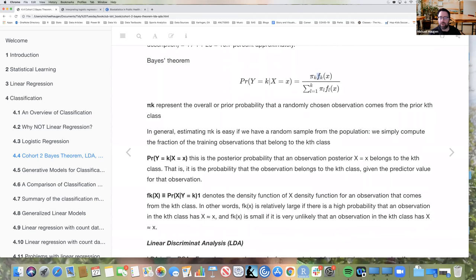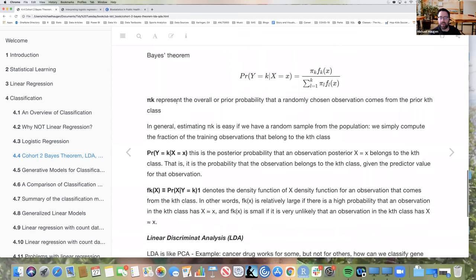So here I guess this is the one I was kind of thinking of. This pi k, which we see up here, represents the overall or prior probability that a randomly chosen observation comes from the kth class. So that's that. How many librarians and farmers are there in the population? That's this value. In general, estimating pi k is easy if we have a random sample from the population. We simply compute the fraction of the training observations that belong to the kth class.